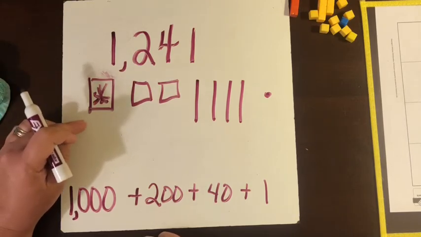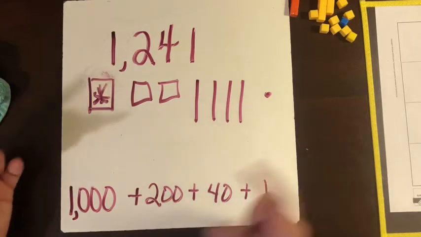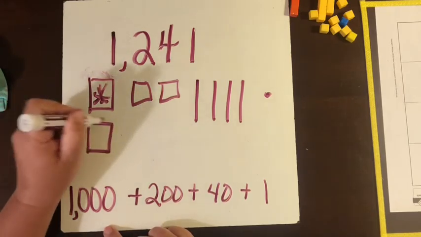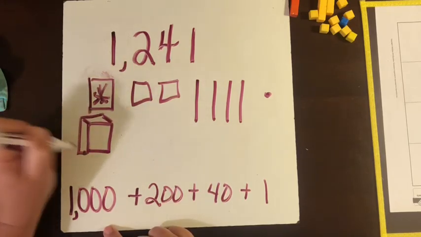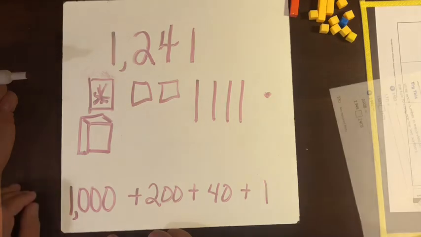So if you are drawing it in your math journal or on a whiteboard or a piece of paper and you can't draw the actual cube, a three-dimensional cube, then you can put a star in it, and that lets me know that it's 1,000.